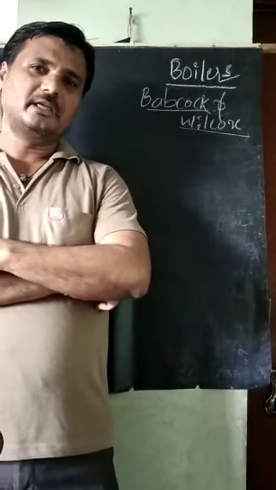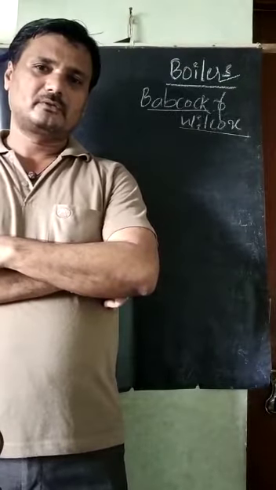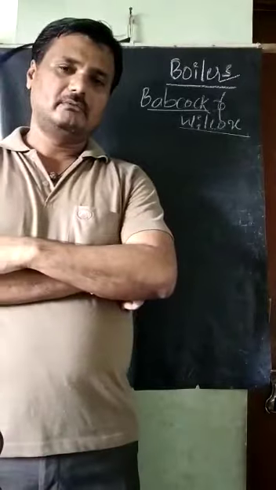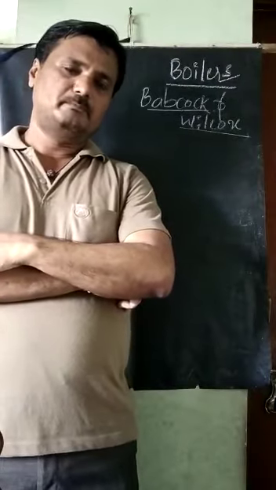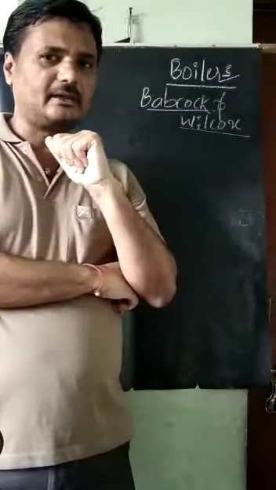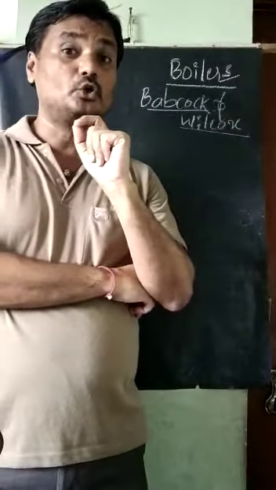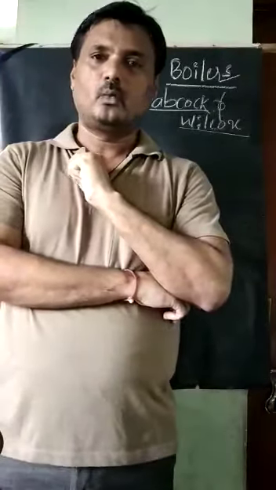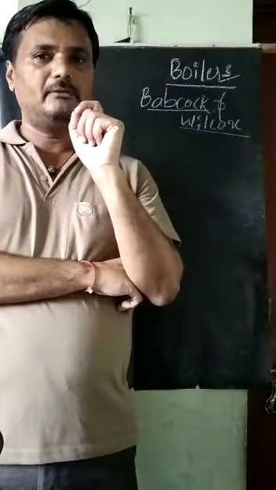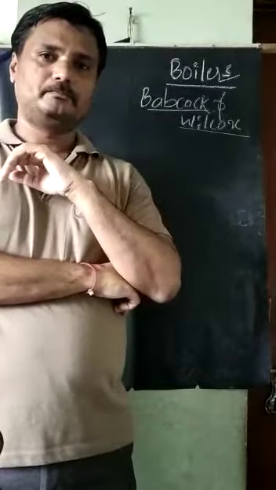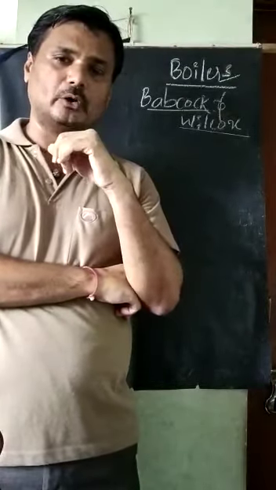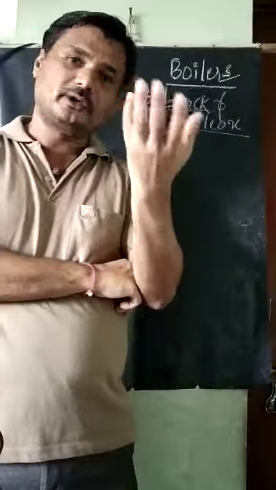Now we will study the Babcock and Wilcox boiler. This Babcock and Wilcox boiler comes under the category of water tube boilers. Water tube boilers means the water will be flowing inside the tube, and heat is generated by the burning of the fuel outside the tube.